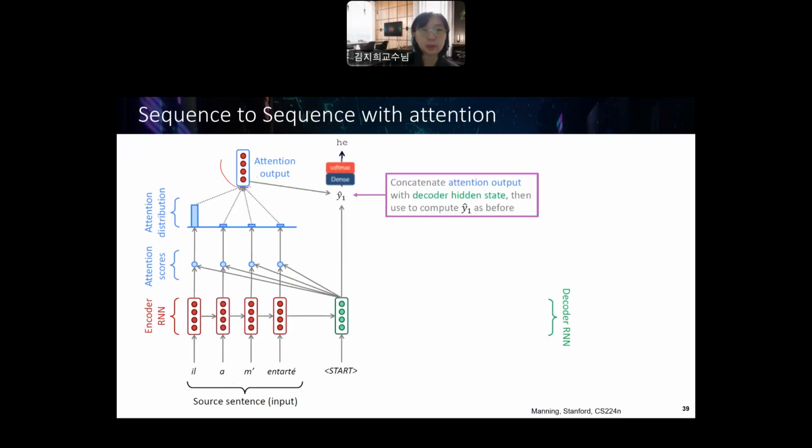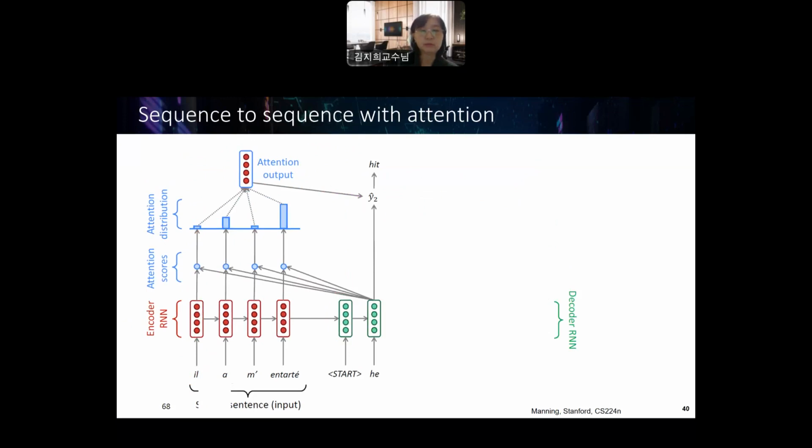The size of the attention output will be the same as this. So if we have encoded this as 300, this will also be 300. We'll concatenate this 300 and this 300 together, go through some dense layer, and figure out what the output is in the current state. So "il" has the most relevant score, so it will be most relevant to "il", which is "he" in English.